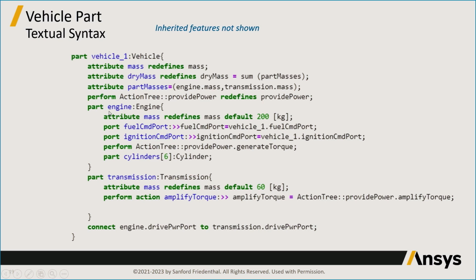actions, and the engine you can see is composed of 6 cylinders. So you can see a fair amount of elaboration of this vehicle 1 in the textual syntax. The other thing, in addition to seeing the parts elaborated, you see this connect statement, and here you see that the engine drive power port is connected to the transmission's drive power port.